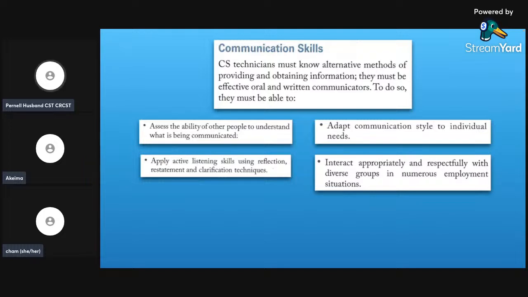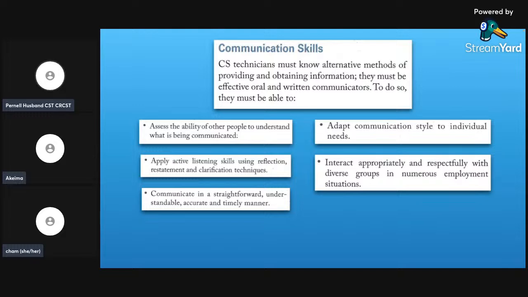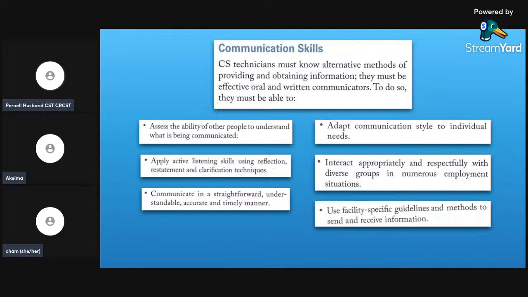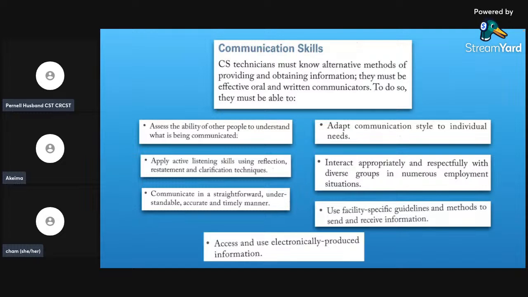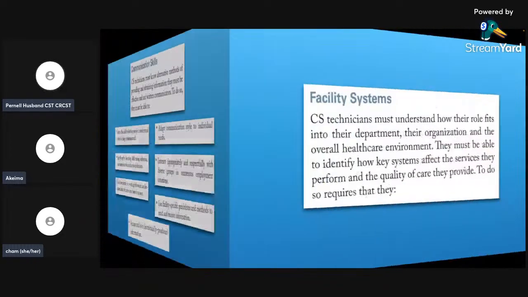We have to be able to interact appropriately and respectfully with diverse groups in numerous different types of situations. Communicate in a straightforward, understandable, accurate, and timely manner. And we have to be able to access and use electronically produced information. So you have to have some sort of basic computer skills, right?